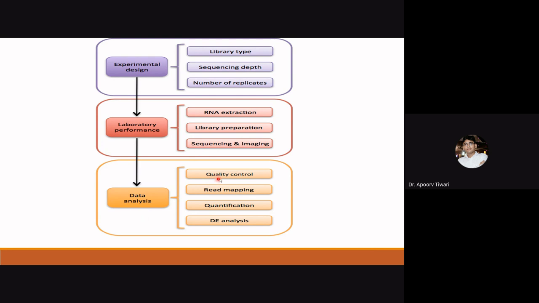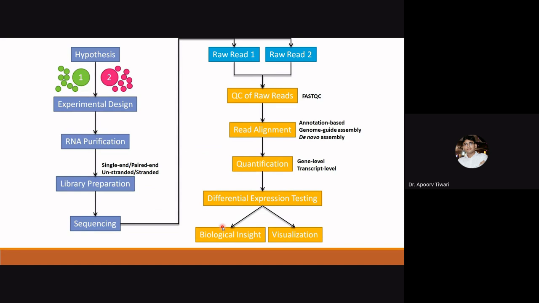This is the first step, that is quality control analysis. And after that, the reads are mapped to the reference genome. And after that, quantification. Quantification means how many genes have mapped reads. And after that information, we can go for the differential analysis. So it is an elaborated form of the experiment. Suppose you have two samples, 1 and 2.